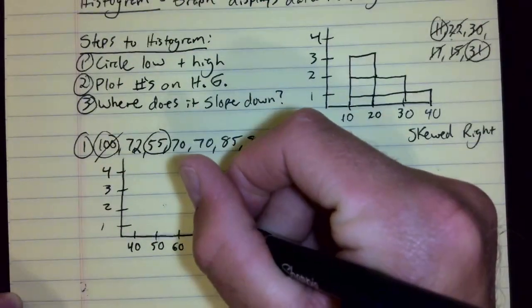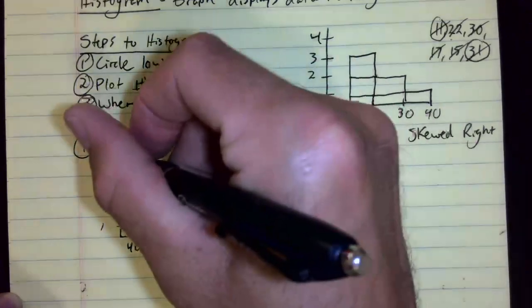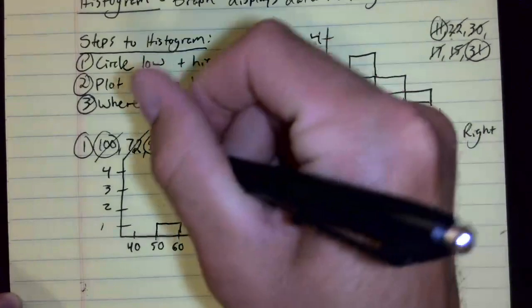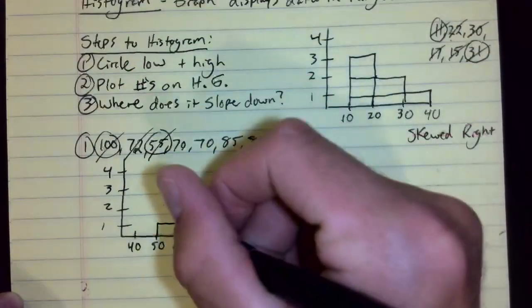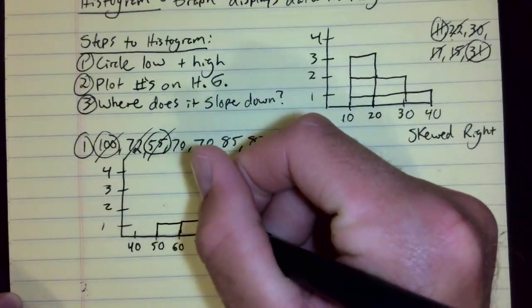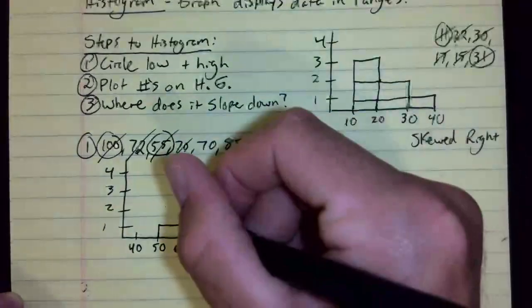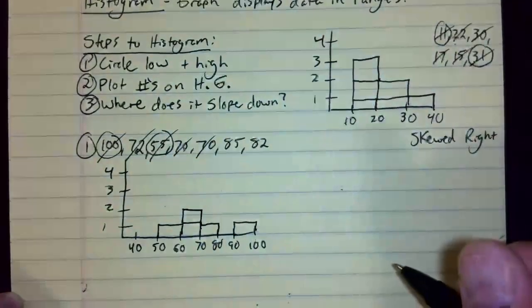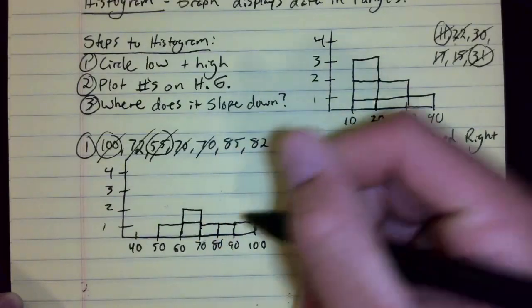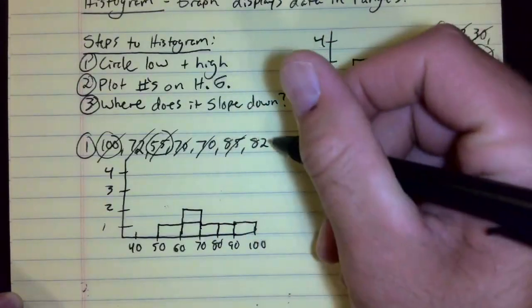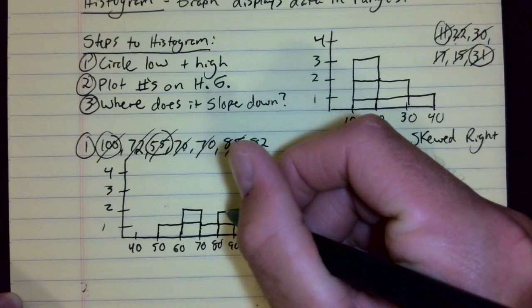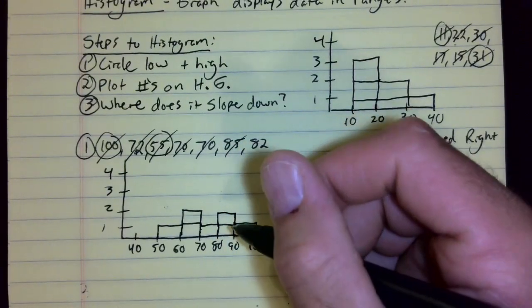72 is between 70 and 80. 55 is between 50 and 60. 70 is between 60 and 70. Cross that off. Here's another 70. Now we're up to 2 in this range. Cross that off. 85 is between 80 and 90. And 82 is between 80 and 90 on there.